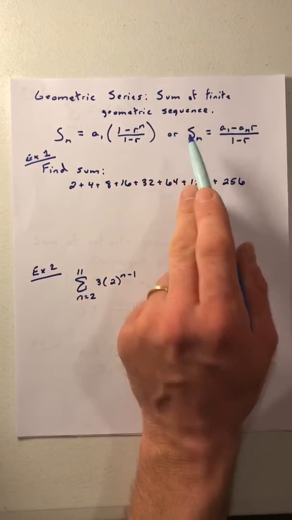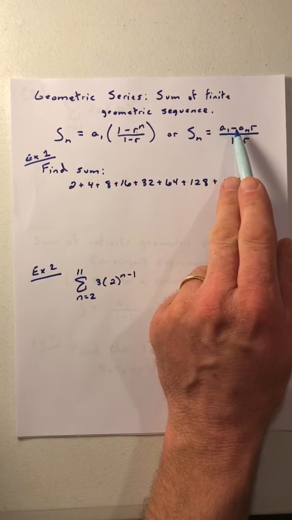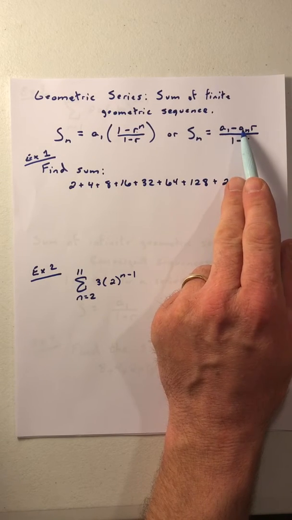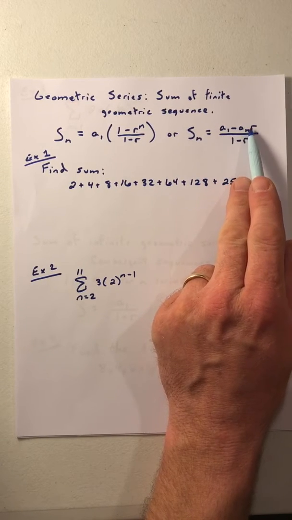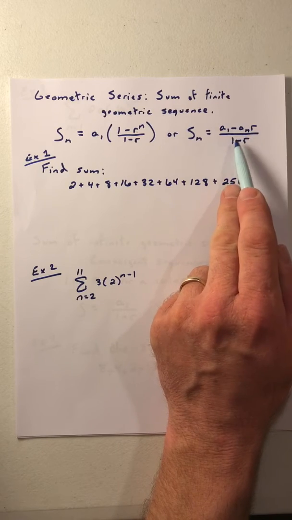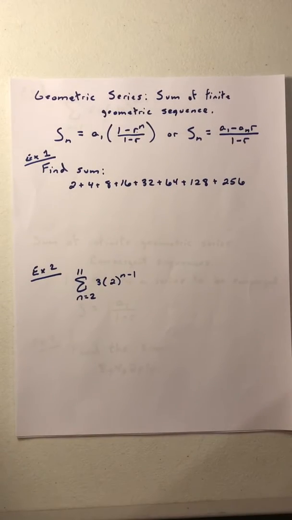A variation of this is also a sub 1 minus a of n, or nth term, times our common ratio divided by 1 minus the ratio. Doesn't matter which formula you use, except sometimes you're given some information that the other one doesn't allow for. And we'll look at both of those examples.